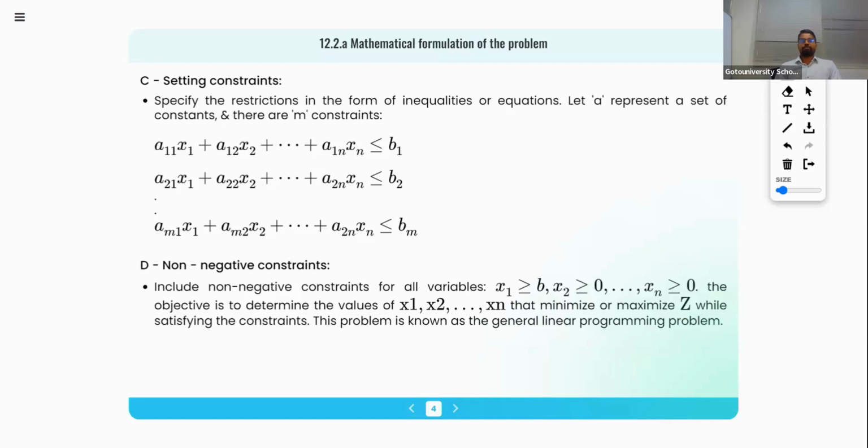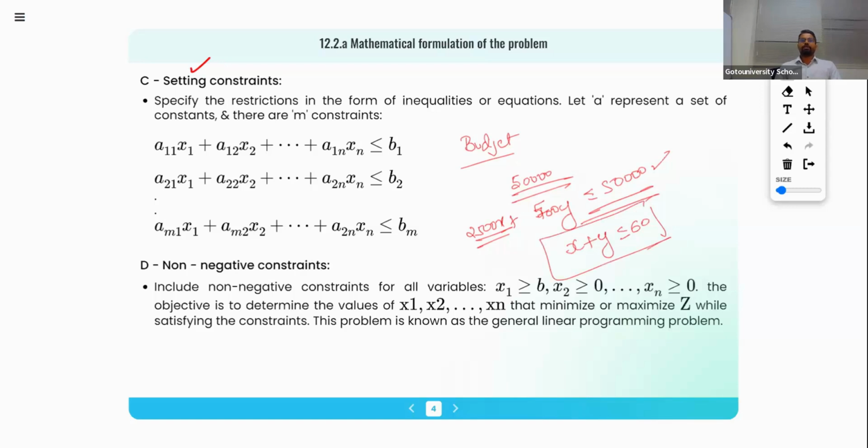Now we have multiple constraints. So what are the constraints we have to specify? For example, the budget is a constraint. In the previous example, I could only spend 50,000. So 2,500 for each chair and 500 for each table. Sorry, it was the reverse. 2,500 for a table and 500 for a chair, less than or equal to 50,000. That was one of the constraints. One more constraint we had was that we cannot accommodate more than 60 articles. Similarly, we will have multiple constraints.